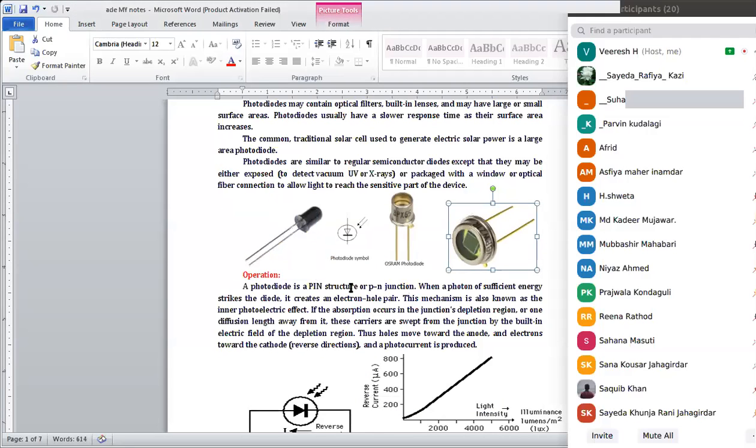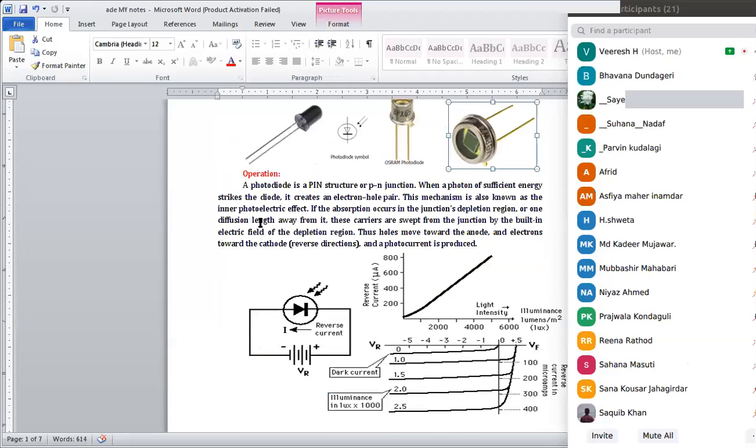Okay, so how is it going to be operated? First of all, this photodiode always operates in a reverse junction, reverse bias. So whenever a light falls upon this photodiode, it is going to generate a reverse current. The current which is flowing through this is going to be in a reverse direction. How is it going to generate?